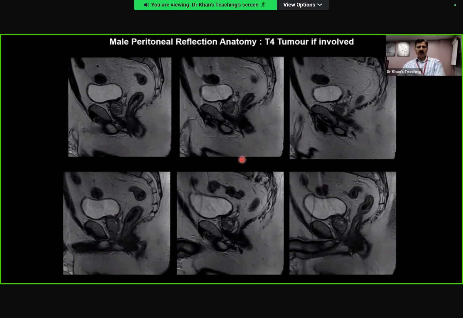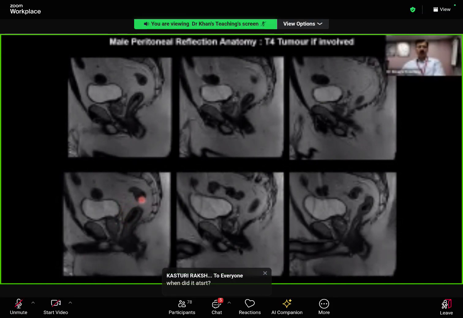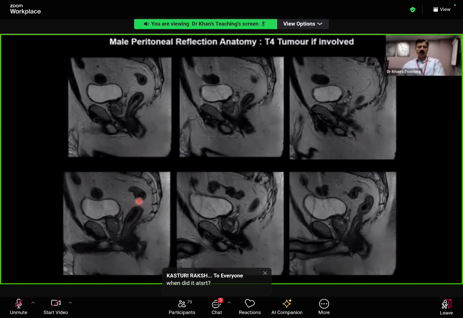Now, in anatomy, I have already told you that you have to have a clear-cut idea of where the peritoneal reflection is, and in a male, this is the seminal vesicle. This thing goes here. So from here downwards is only the mesorectal.